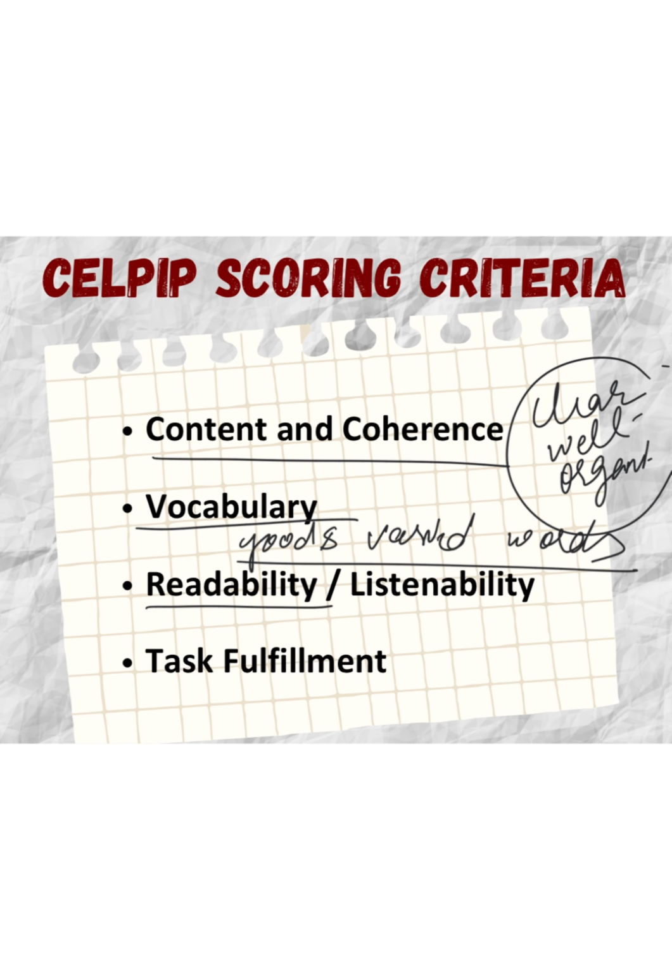Next is readability and listenability. Is your language easy to understand, and are you able to understand what the different types of speakers are going to say? And last is task fulfillment. Did you fully answer the question, or did you just answer it partially without getting the complete understanding? If you focus on these 4 areas, you can easily achieve a high score.